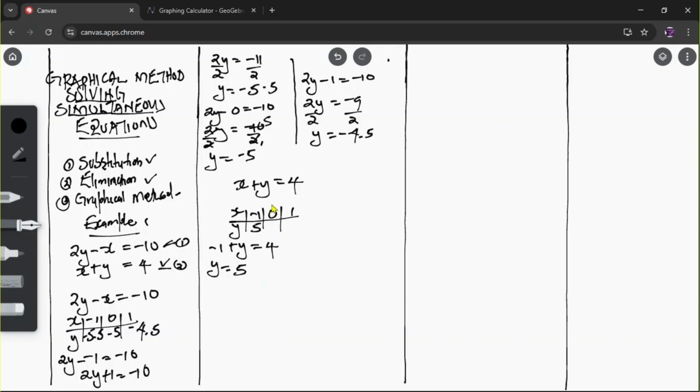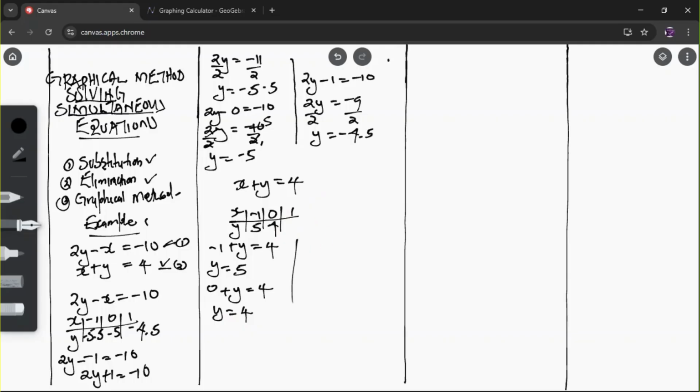The second one is when x is 0. Where there is x, I write 0. So you have 0 plus y equals 4. So 0 plus y is y, so y equals 4. So you have it as 4 here.